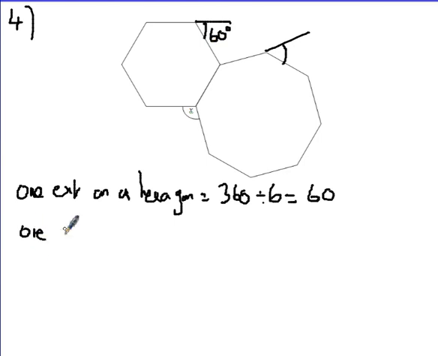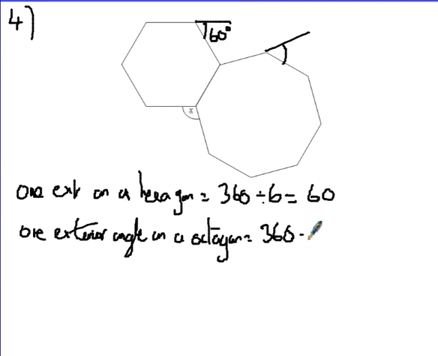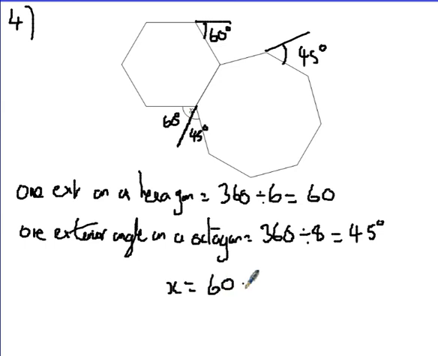And then one exterior angle on an octagon. Well, that's 360 again, and that's then divided by 8. So 360 divided by 8 gives us 45 degrees. Now actually, if you drew the exteriors coming out from here, then that would be 60 degrees and this would be 45. So X will be 60 plus your 45, which then gives you 105 degrees.